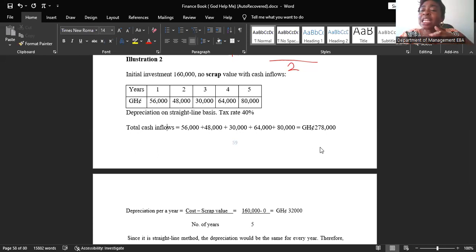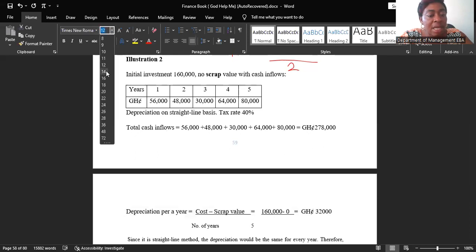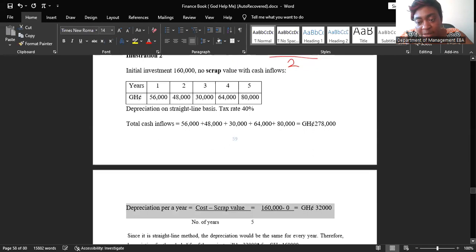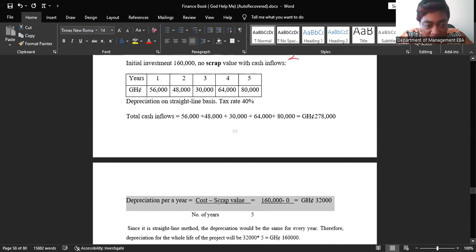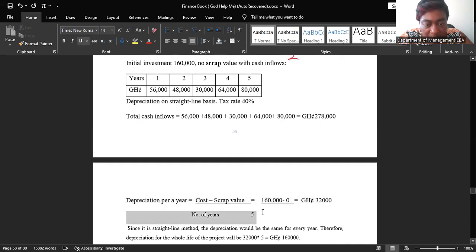Now we have to subtract depreciation from it. We are not given depreciation directly, but we are given information that can help us get it. I don't know the number of years. How do we get it? Cost minus scrap value over the number of years. We know that the cost of investment is 160,000. So this is the formula.